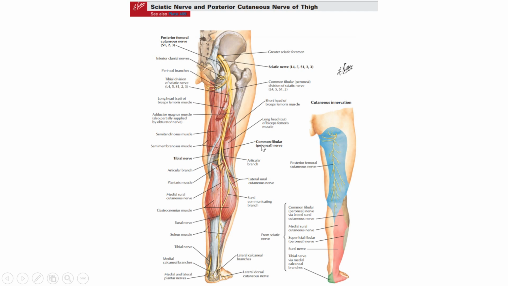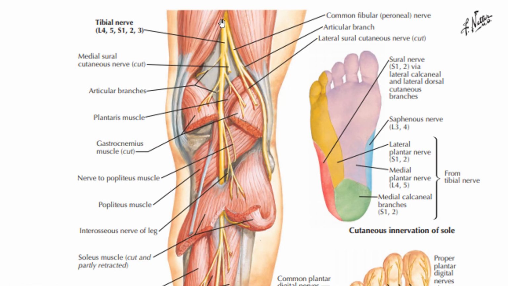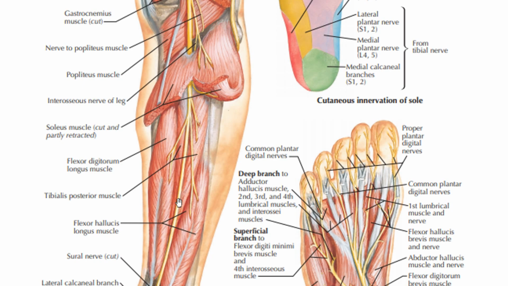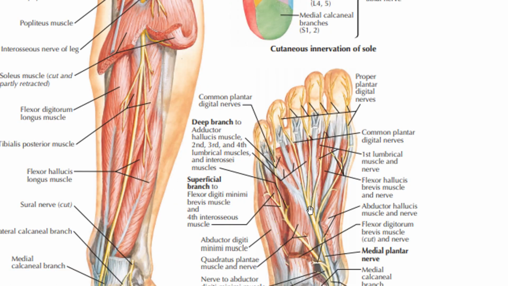Within the popliteal fossa, the sciatic nerve was divided into two: the tibial nerve and the common peroneal nerve. Okay, now look at the tibial nerve. The tibial nerve enters the leg and supplies the posterior compartment muscles of the leg. Then behind the medial malleolus, it enters the foot and divides into medial and lateral plantar nerves. The medial and lateral plantar nerves are terminal branches of the tibial nerve. The tibial nerve is a division of the sciatic nerve.